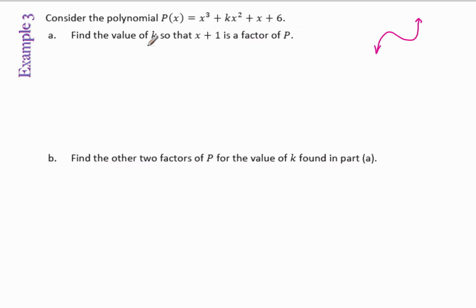Find a value for k so that x plus 1 is a factor of p. All right, so if it's a factor, this is fancy for it's a root. And another word for root is a zero. So we want it that we put negative 1 in here. It's a root. And remember, the reason why we're looking for negative 1 is because we do the opposite. Remember the horrible horizontal child?